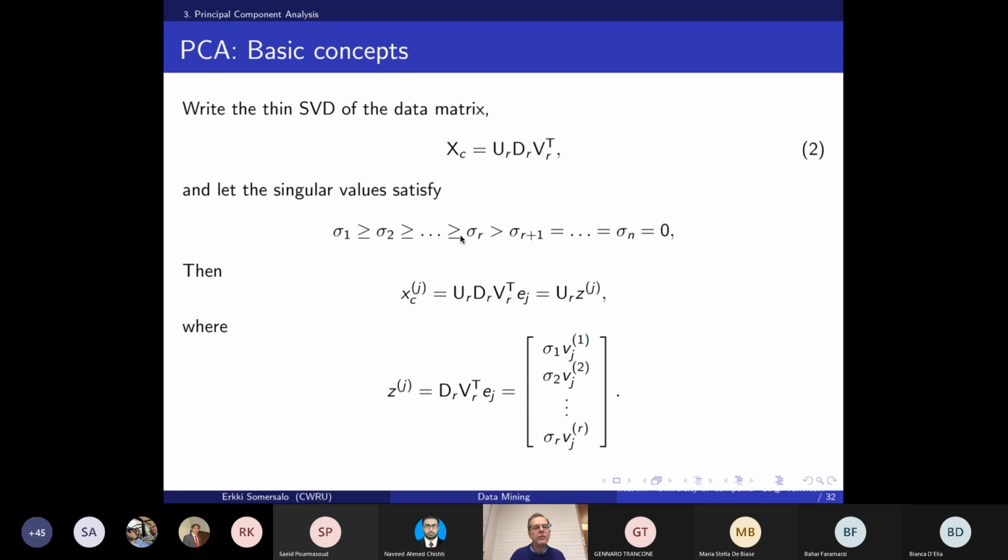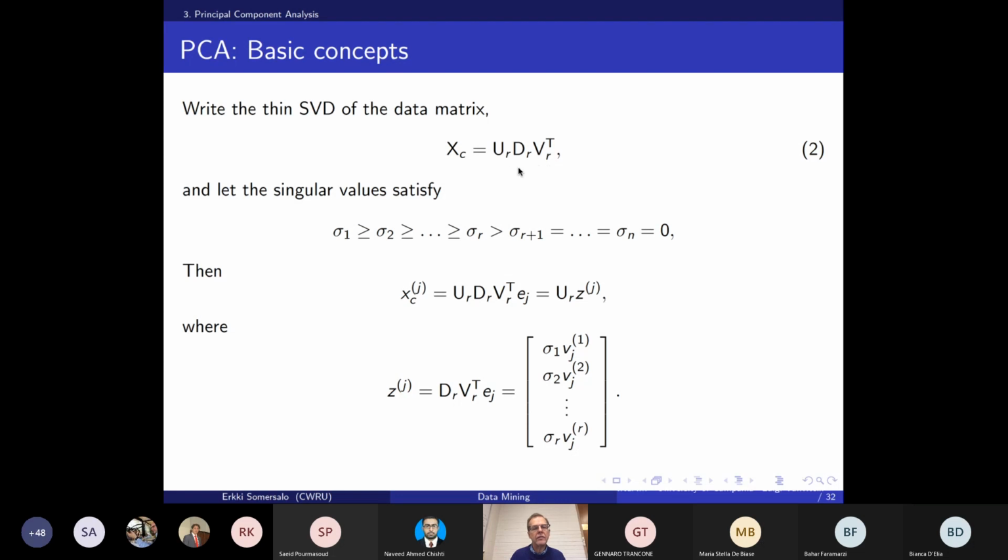Then we do the lean, or thin, singular value decomposition of xc. I'm finding the singular values which are non-zero: sigma 1, sigma 2, up to sigma r are non-zero singular values, and after sigma r, all the singular values are 0. So I'm retaining from the singular value matrices U, D, and V only those parts that correspond to non-zero singular values. I'm picking the first r columns of U and throwing away the rest. From V, I'm picking the first r columns and throwing away the rest.